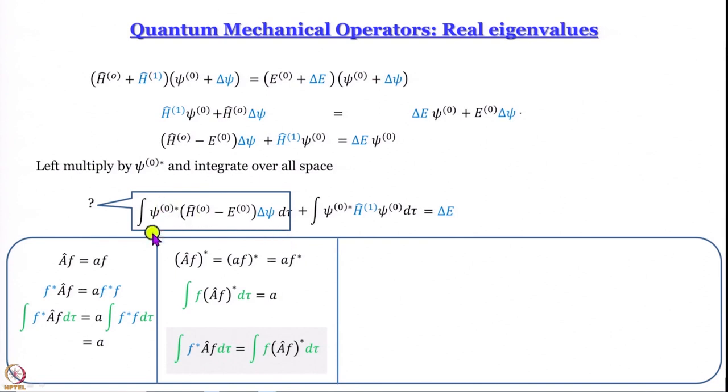Here it is something like integral f star a hat g d tau. Here we have integral f star a hat f d tau. So, we have to somehow bring in a g here, then we know what this is going to be, and that is what we will proceed to do from here.